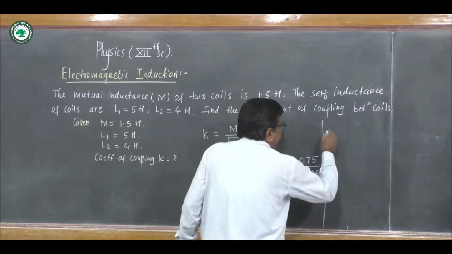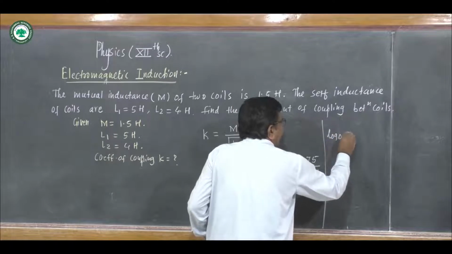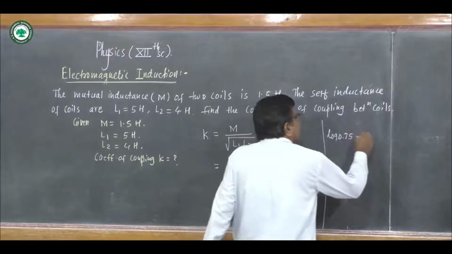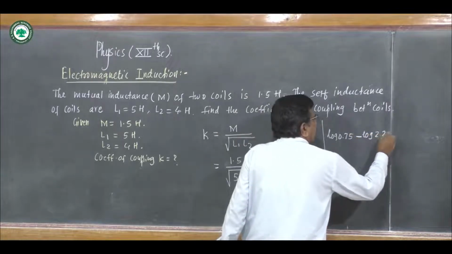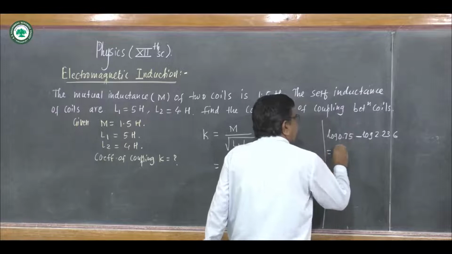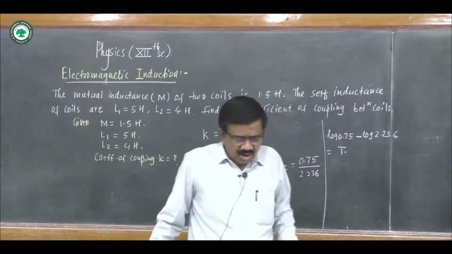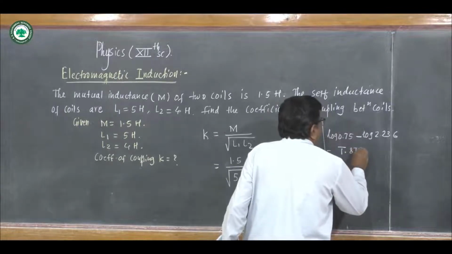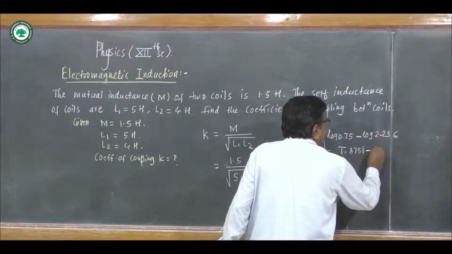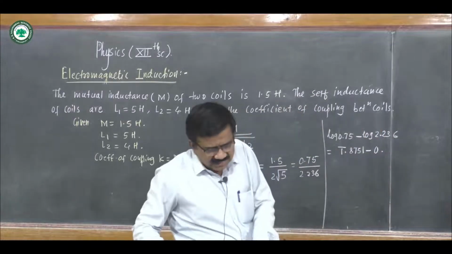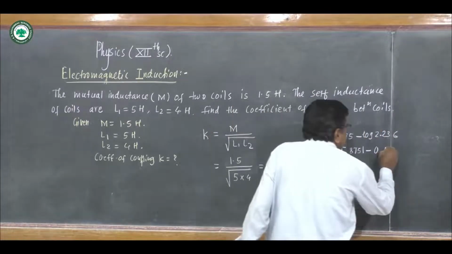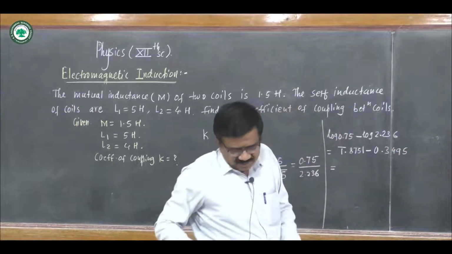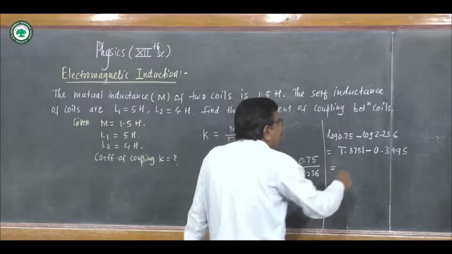We solve this much part, that is log of 0.75 minus log of 2.236. Here the characteristic is bar 1, and that log is 8751, minus, here the characteristic is 0 and that logarithm is 3495. Subtraction of these two logs gives bar 1.5256.